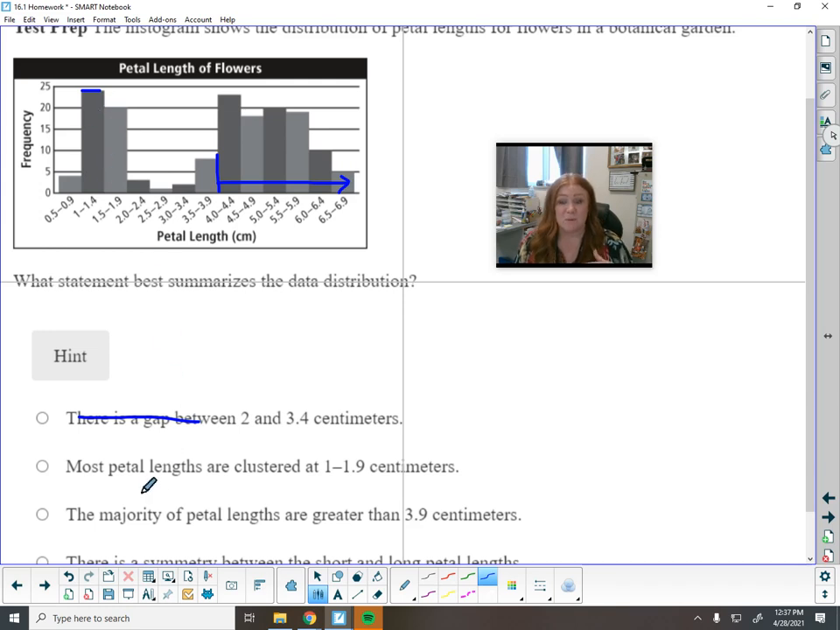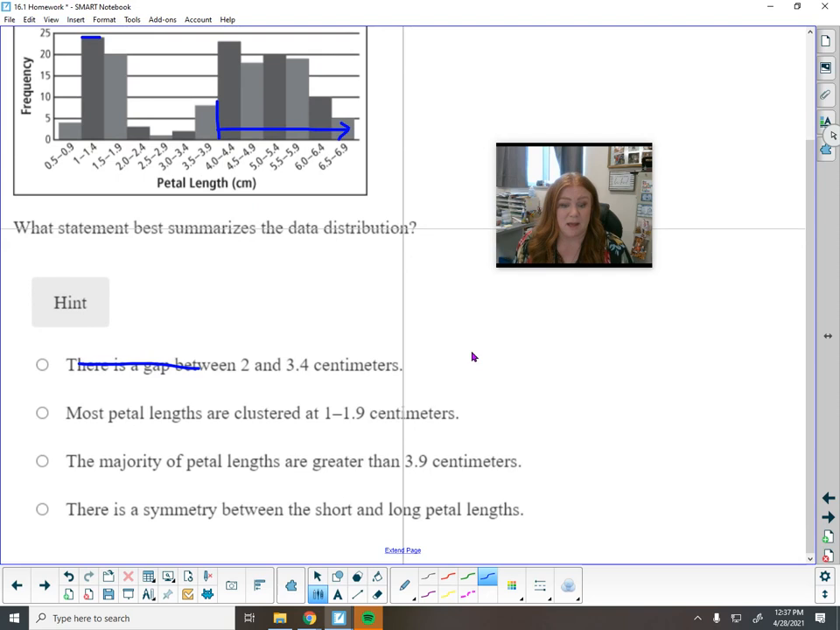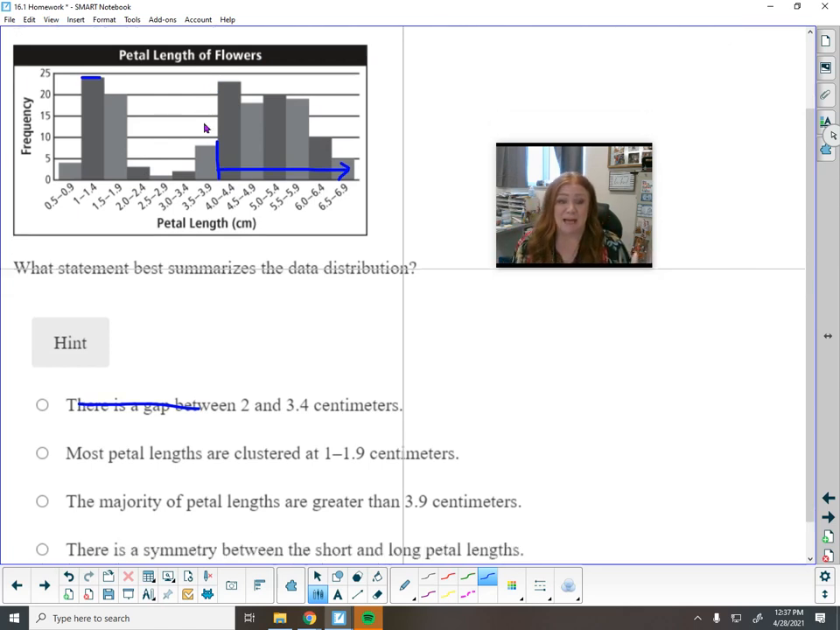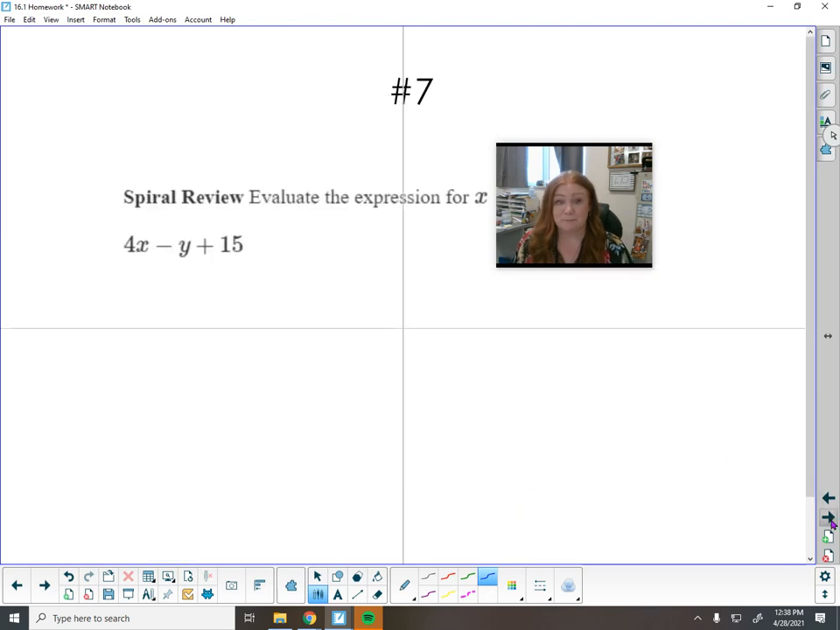So it didn't ask for which category had the most. It just said, like, all together, are most of the flowers here or here? And there is symmetry between long and short petals. Not really. I don't see anywhere where I could fold that and make it match up. So it's definitely not one of these. So decide, do you think most of the petals are clustered here or bigger than 3.9?